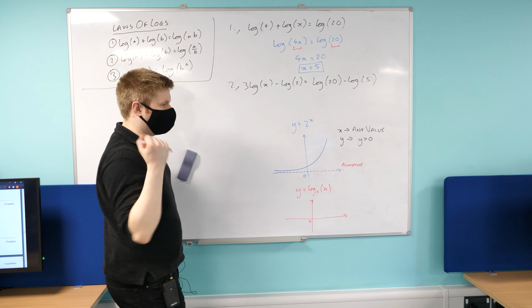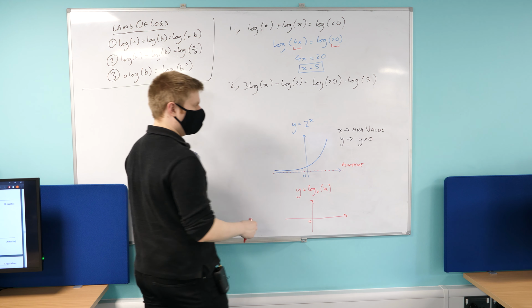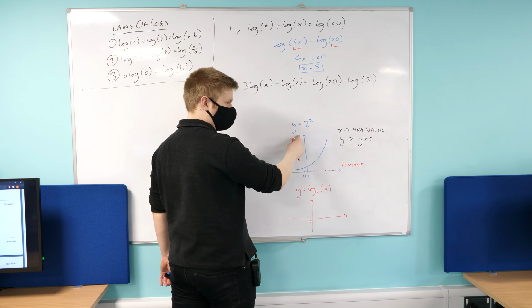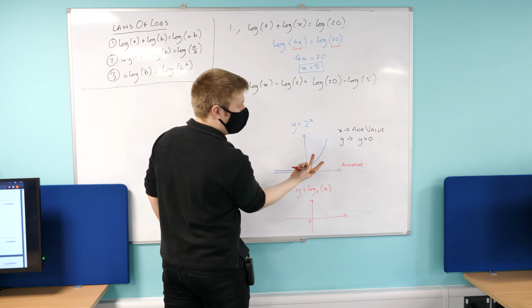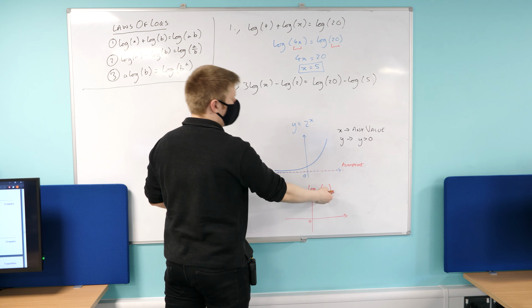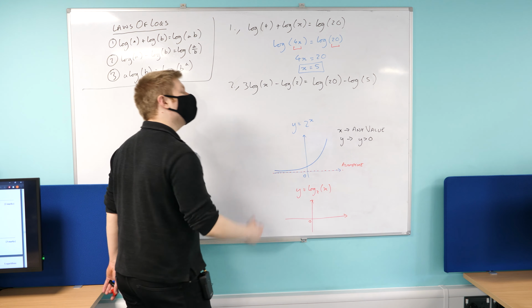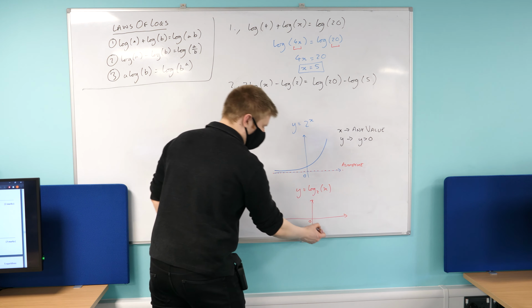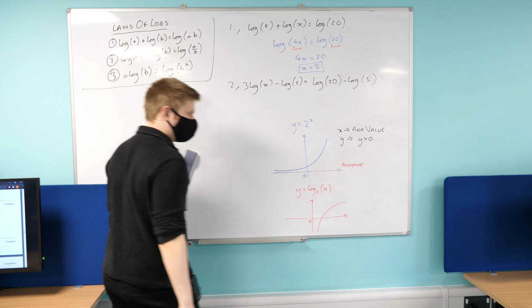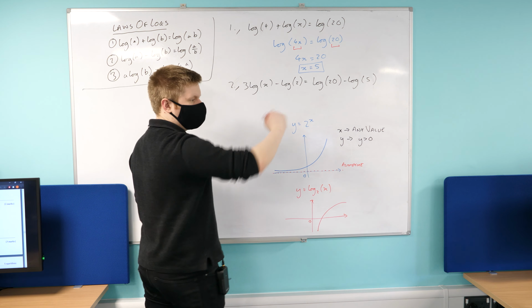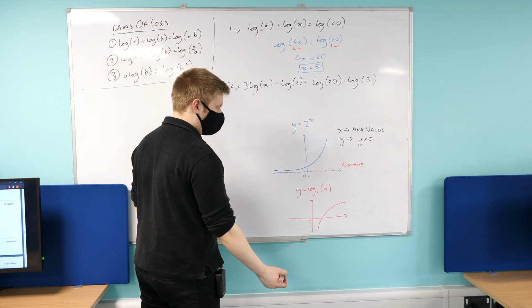Now, I'm not going to go through why. If you are interested, again, look at the asynchronous hour, okay? But effectively, I need to make sure the x and the y swap places. That's just basically a reflection in the line y equals x, like the x-axis and y-axis swapping places. That's a reflection in the line y equals x, which means that the logarithm graph will look like this. Okay, I've just taken this graph here and swapped the x and the y-axis over.